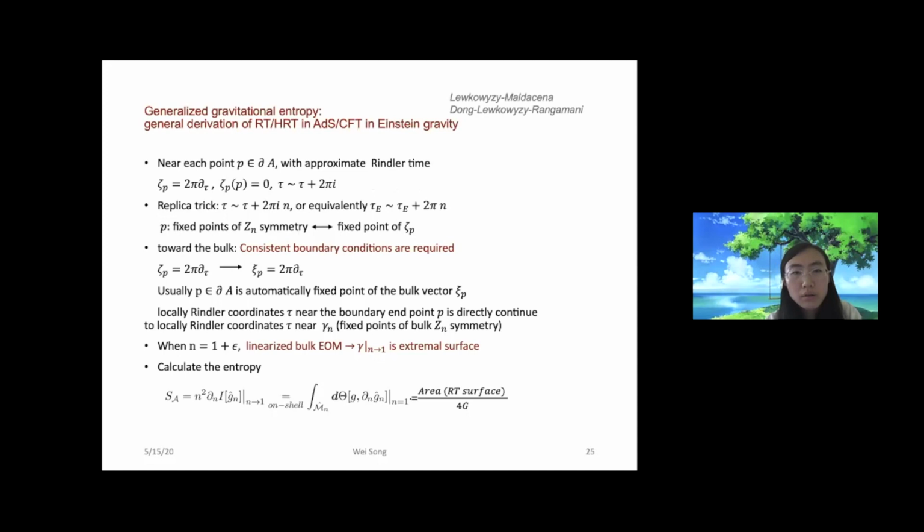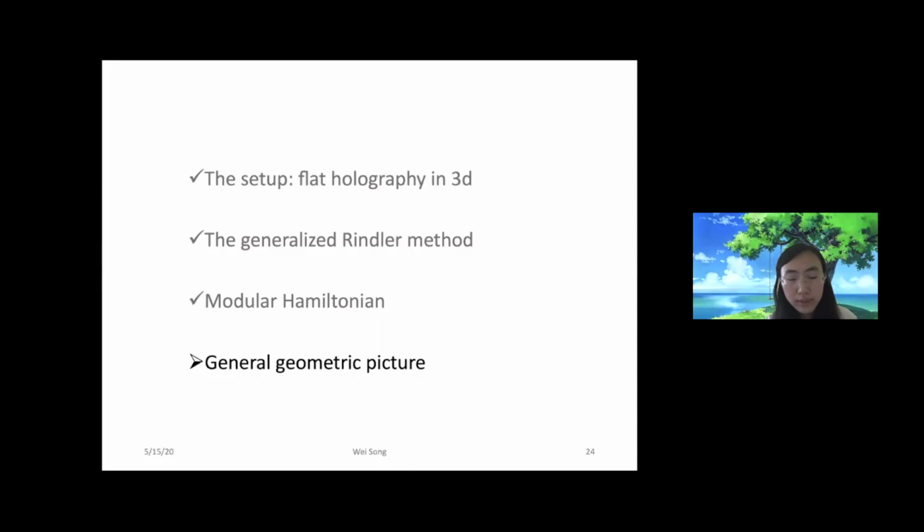So this step is, basically, once we have this statement that in the vacuum for the single interval you can perform the Rindler transformation and get the entropy, this geometric picture and the modular Hamiltonian, then the next step is to make it local.